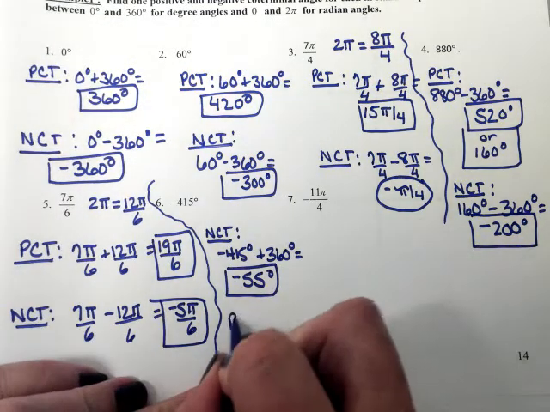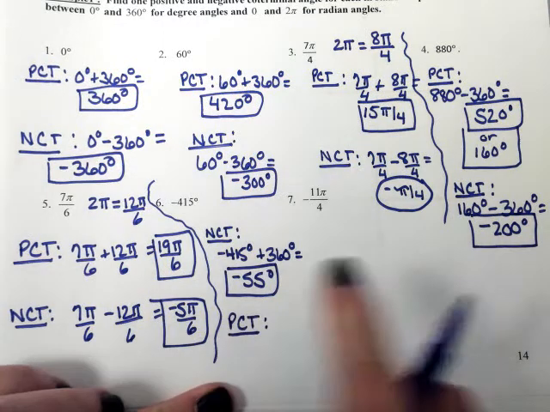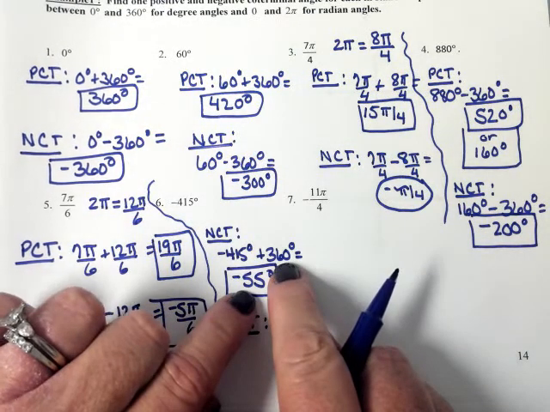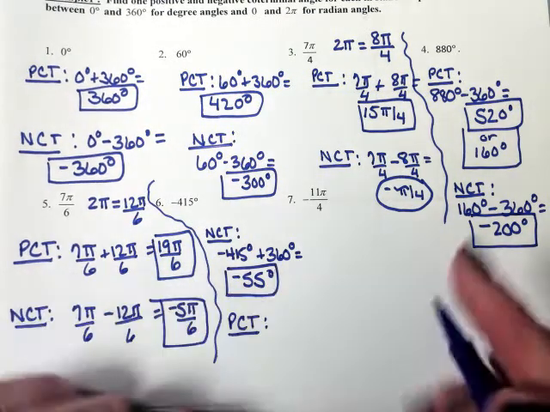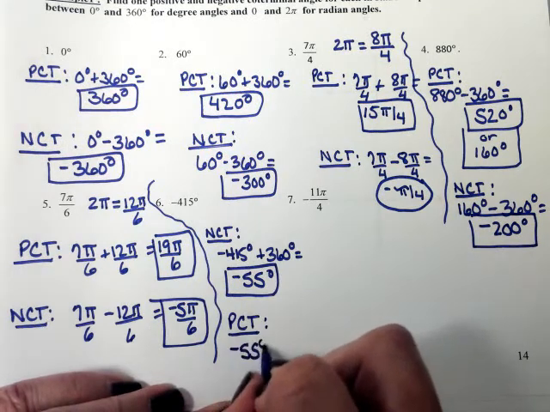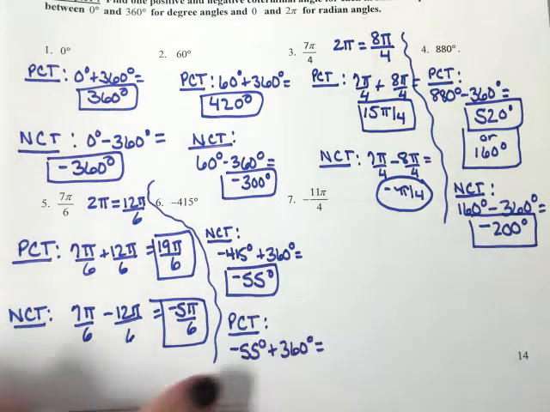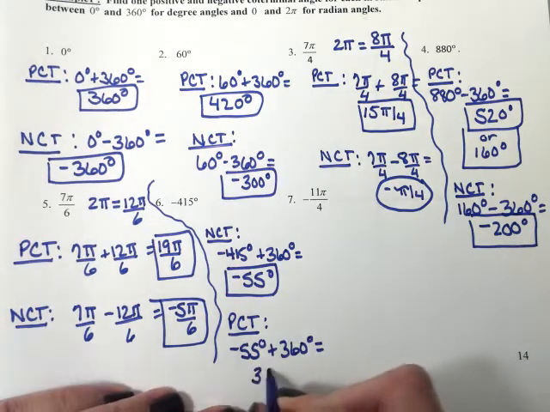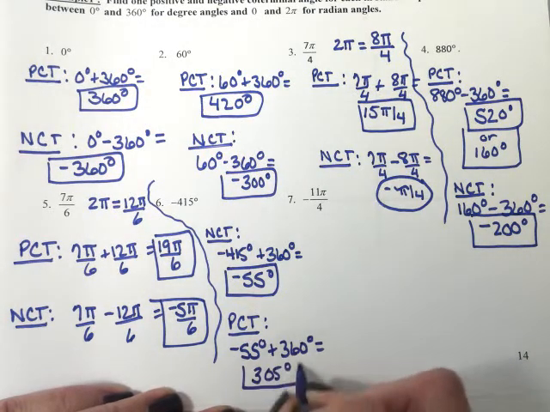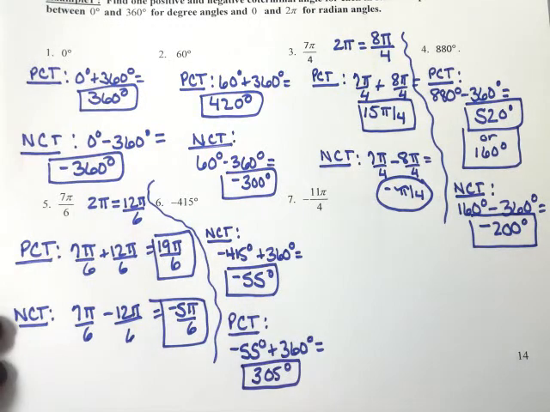Now to find a positive coterminal angle, notice I added 360 and I still do not have a positive angle measurement. So I'm going to take negative 55 degrees and add 360 degrees again. So negative 55 plus 360 is going to give me 305 degrees. So there's my positive coterminal angle.